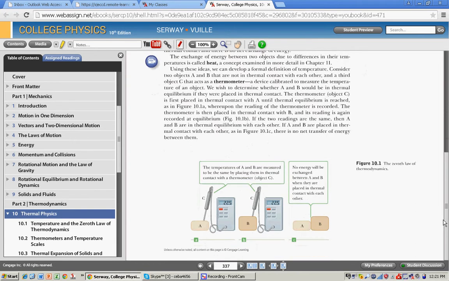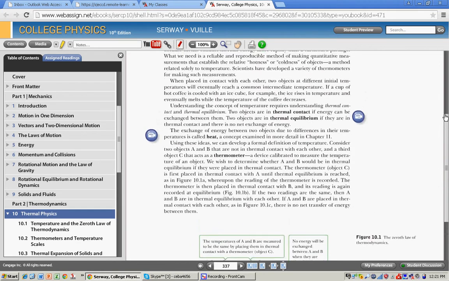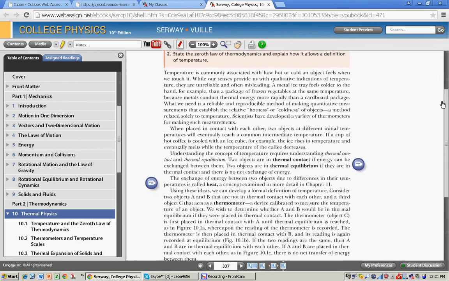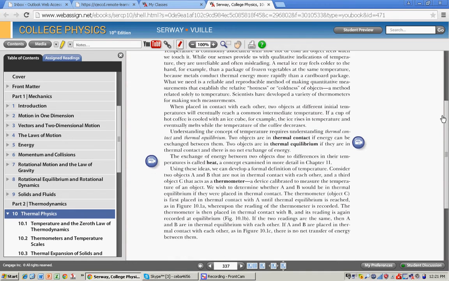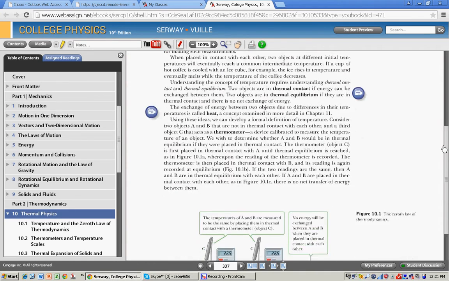Okay, that's one basic thing. So that brings us to the zeroth law of thermodynamics. You take one thermometer and measure material A, and you take the same thermometer, calibrated the same way, and measure material B. When you place B and A together, there will be no exchange of energy between them. They are in equilibrium, and that is the so-called zeroth law of thermodynamics. Okay.